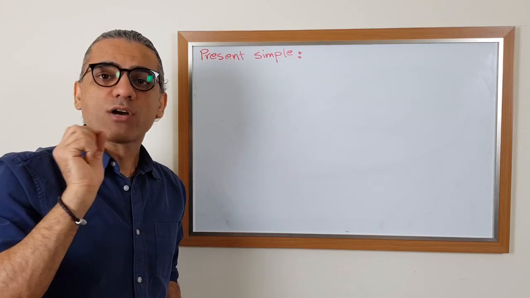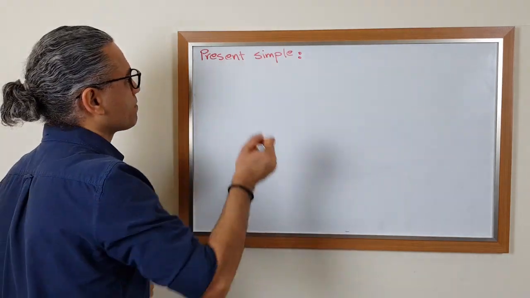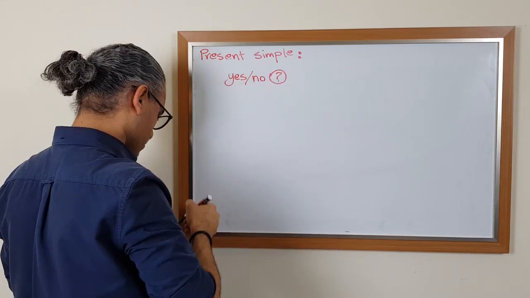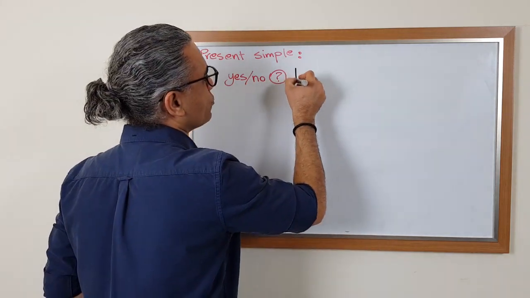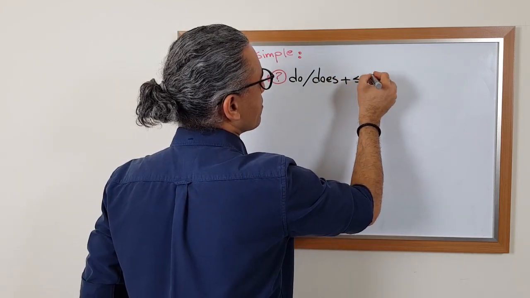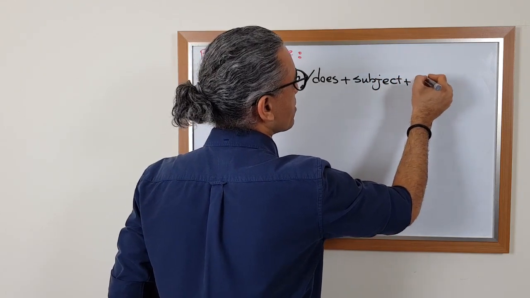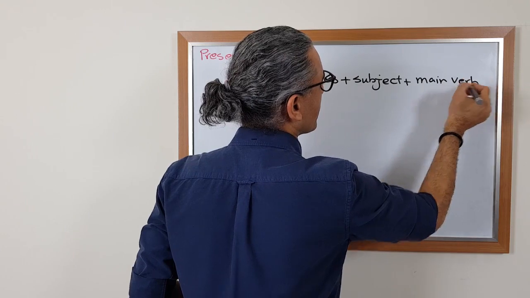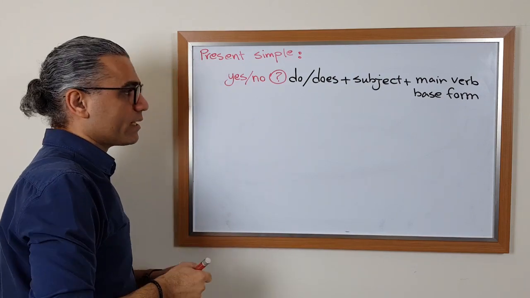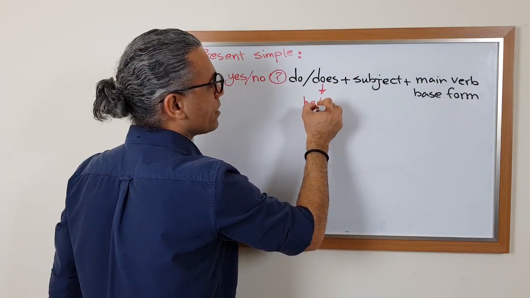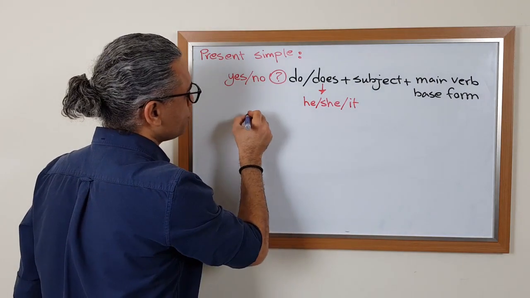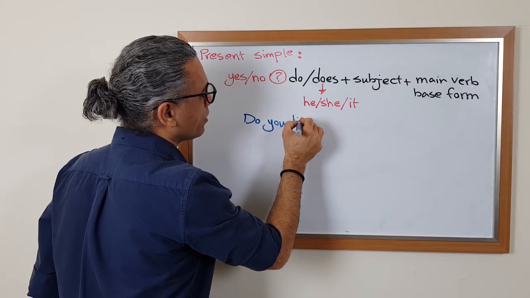Now, let's see how a question is made in present simple tense. Let's start with yes or no questions. We have do or does plus subject plus main verb, again in base form. Again, does we use for he, she, and it only. Example: do you live here?